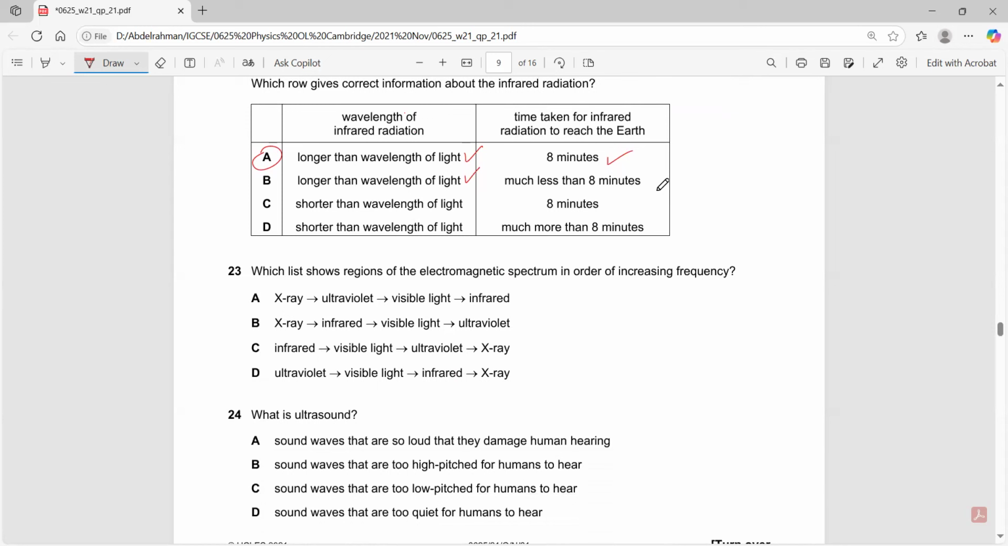So you need to start off with the smallest frequency. Not X-rays: infrared, visible light, ultraviolet, X-rays. Yes, this would be correct.